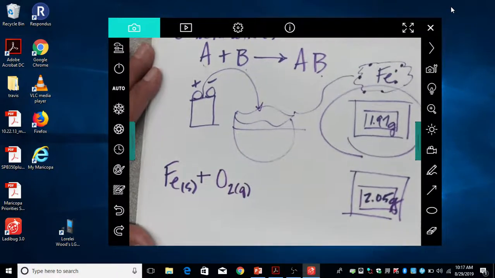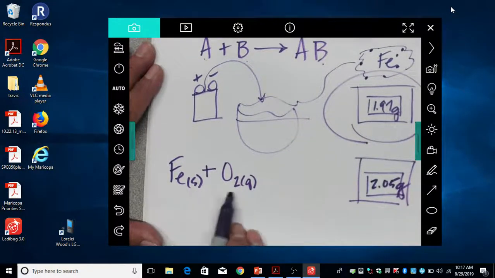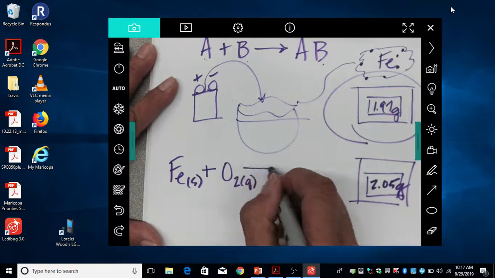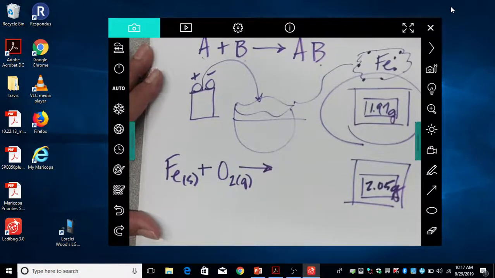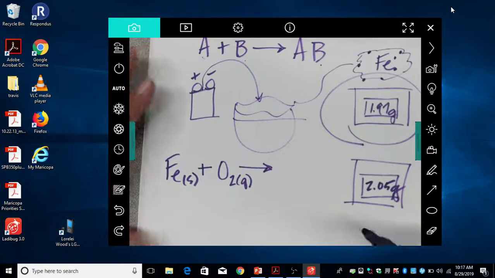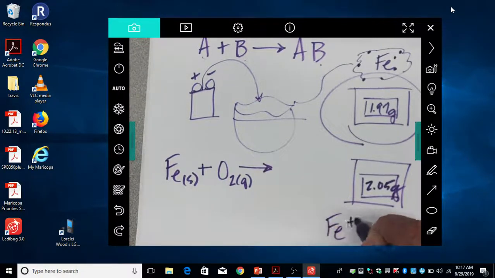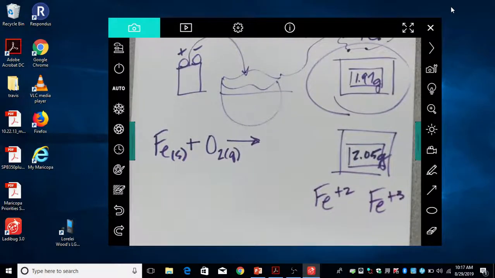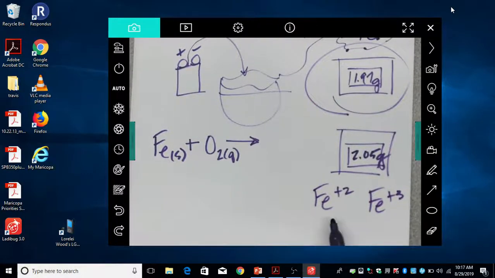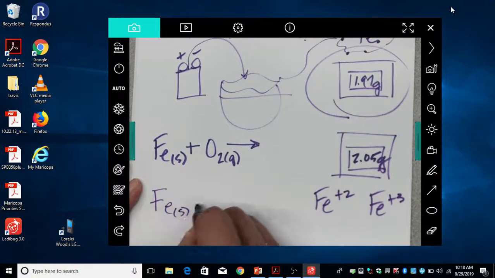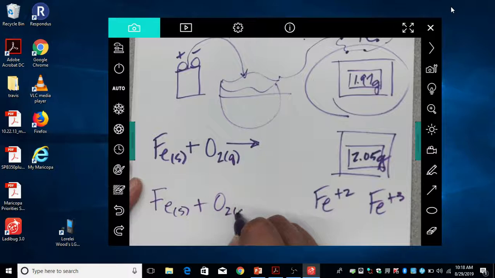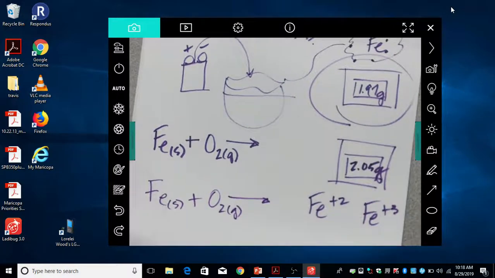So now we've got a solid, right, because it started as a solid. We've got oxygen gas in the atmosphere. If you had your nomenclature in your back pocket, which you don't at this point, iron makes two kinds of ions. Ferric and ferrous, that used to be the old school terms for those two types of ions. They're either +2 or +3. We'll do both, +2 and +3.